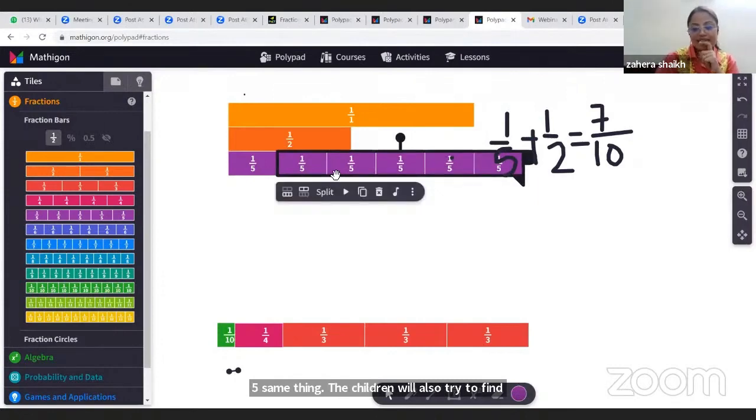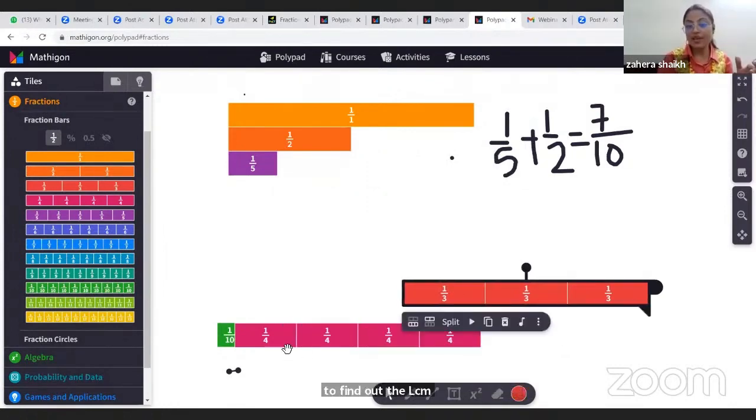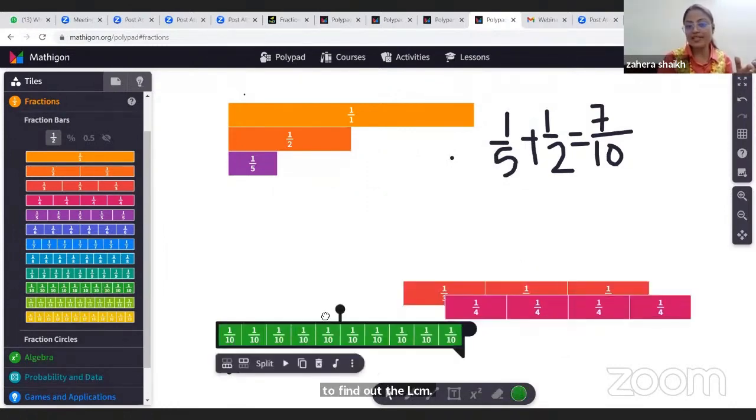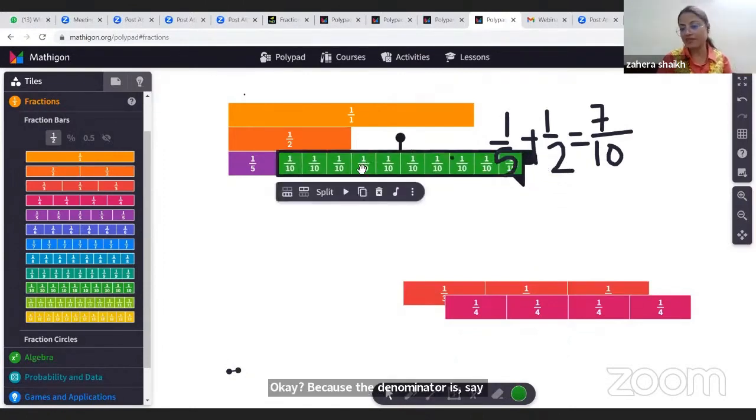And as an elder, as a learned person, what we'll do, we will try to find out the LCM and then we'll grab the tiles, right? Because the denominator is saying that I have the LCM of 2 and 5 as 10, so I can grab this. And this is from our memorization, we can do it. But the children have not learned yet.